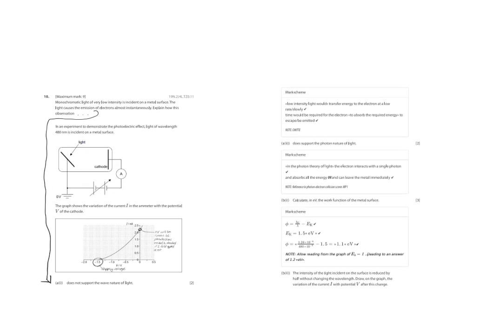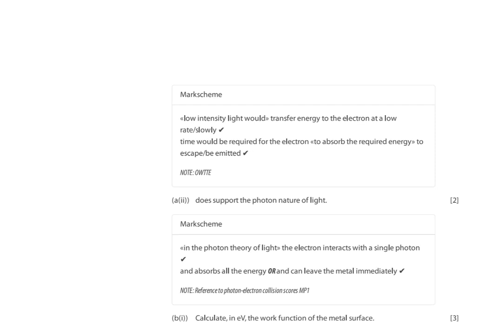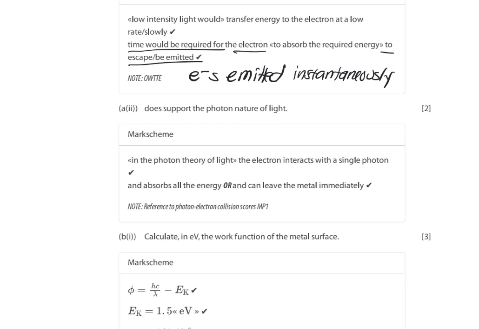And the mark scheme pretty much lays it out for us. It says, with the wave nature of light, the energy would be transferred to the electron slowly, and so time would be required in order for the electron to be emitted. And it says that the electrons are emitted instantaneously. So there's no time buildup, so it does not support the wave nature of light. But in fact, the photon nature of light is supported, because it says in the photon theory, the electron interacts with a single photon, and that happens immediately.